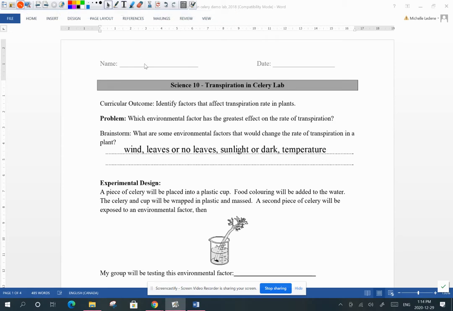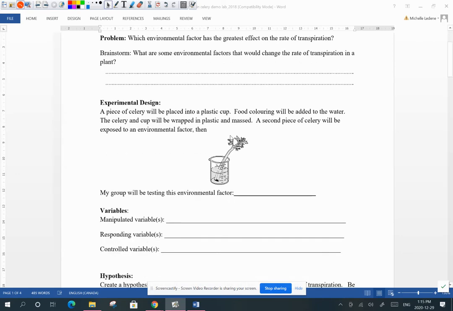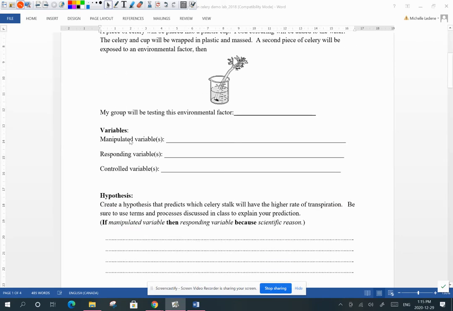And so we can easily do this at home, right? If you have a fan at home, there's wind. Leaves or no leaves, right? Cut some leaves off compared to one with leaves. Sunlight, place it in front of a windowsill, dark, in a cabinet. Temperature, heat lamp, or putting it in a warm place beside a heater as opposed to a cool place out in the garage or something, right? So there's a lot of different things that you can do here to decide a factor that would affect the rate of transpiration. So you can come up with a manipulated variable.